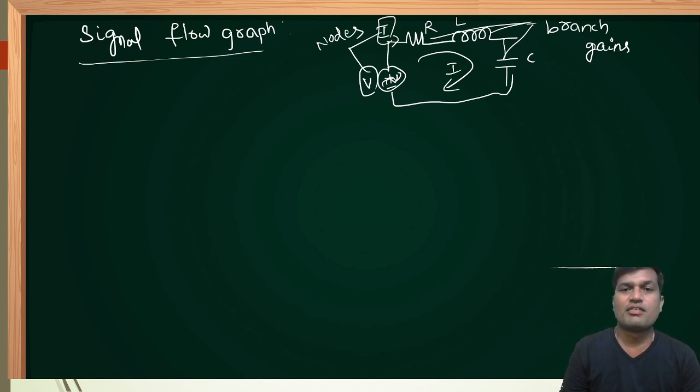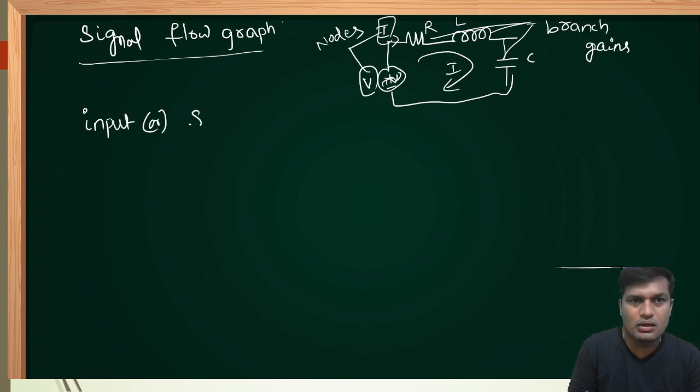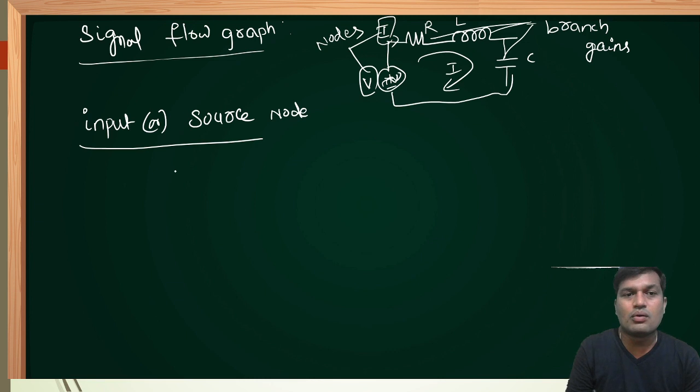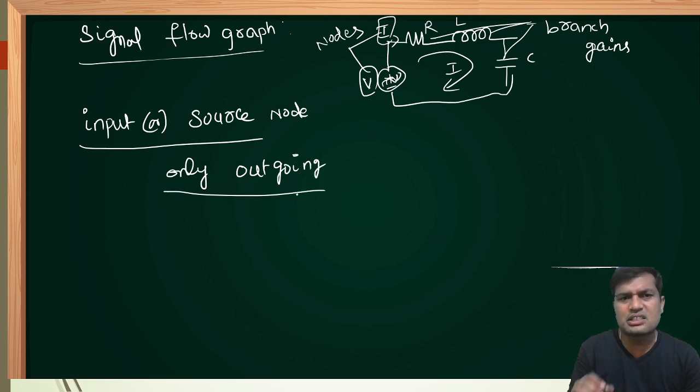Now, how to represent a signal flow graph using linear algebraic equations? I will explain it with a simple example. Before that, let me discuss what is meant by input node or source node. A node which has only outgoing branches is called an input node or source node. There are no incoming branches, so we can say it is a source node or input node.